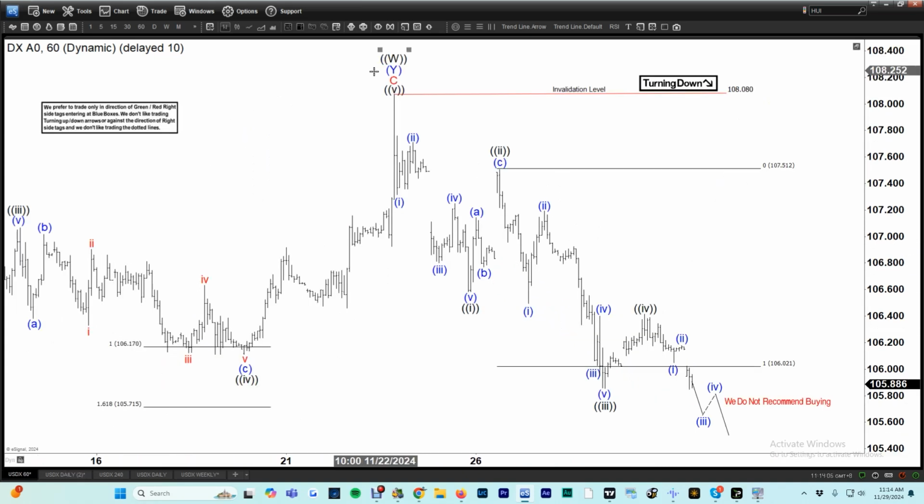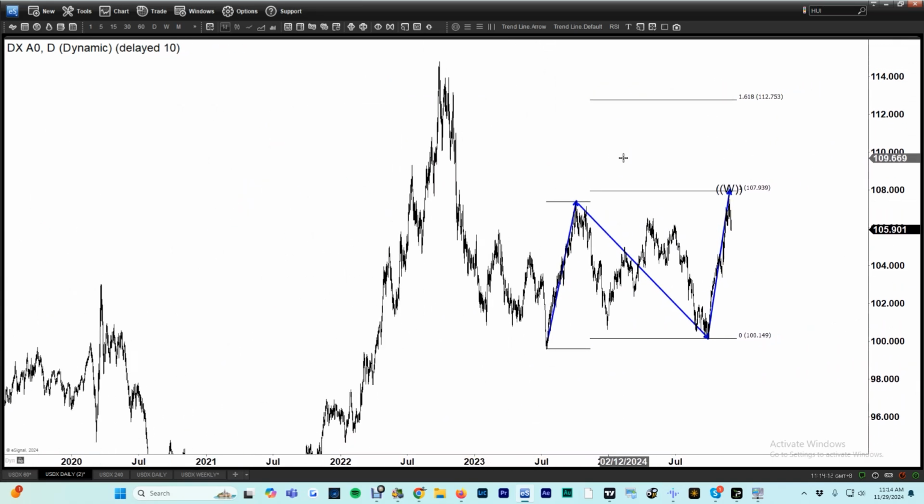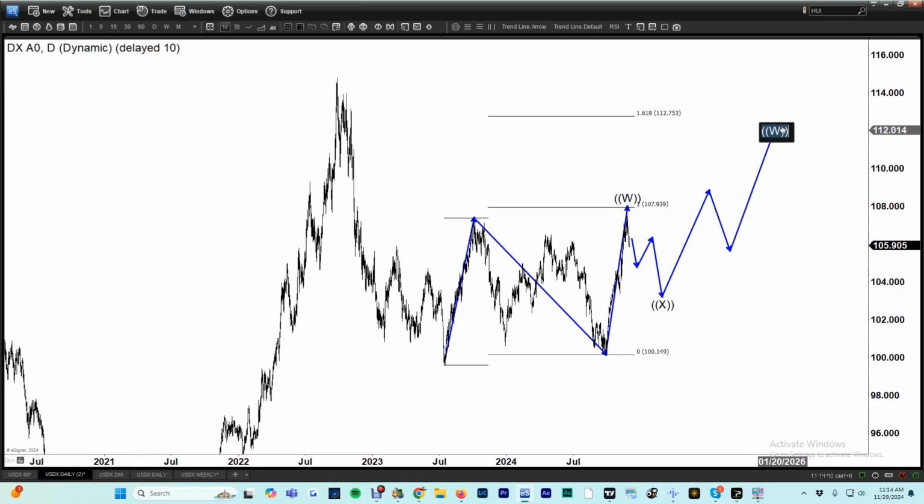So you look at this, we're calling this W, which actually means, let me zoom out even further here, that we could be doing an X pullback, which is correcting this entire rally from July. Think of it as a bigger 3 swing like this. But because it is a WX, we can potentially do a Y leg up like this, which is another big 3 swings up. Because it is a WX, not a 1 2, when the WXY finishes, it will be doing this. That's basically how you can conclude, based on the 1 hour, what the path will be.